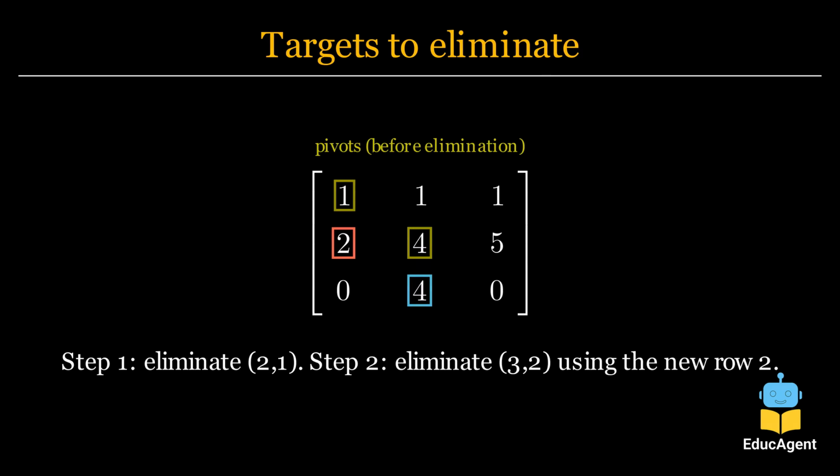We'll eliminate entries below the diagonal in two moves. First the 2 in position 2-1, then the 4 in position 3-2 after row 2 has been updated. Each elimination step corresponds to multiplying by one elimination matrix.